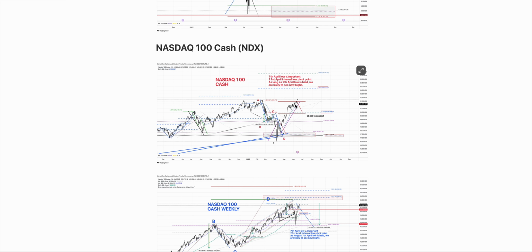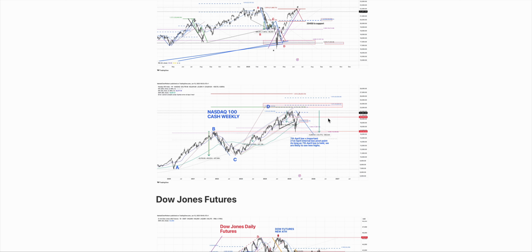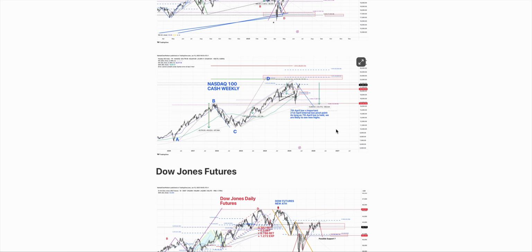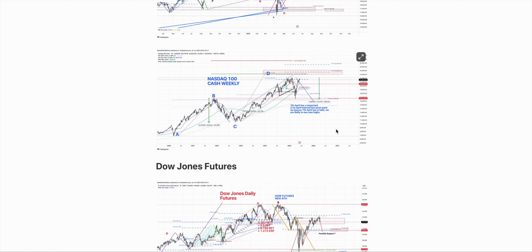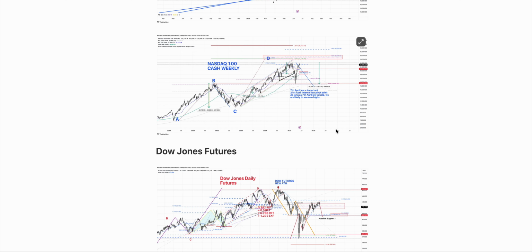Interestingly, it completed this ABCD pattern where the CD leg is 1.618 times the AB leg, very close to forming new all-time highs, but not able to thus far. And if there is going to be a pullback, then we have this symmetry right here, 38.2% retracement, 20,450, a pretty good support level because of the confluence. So this is what we're watching, whether there's going to be a pullback, or more likely we are actually entering a trading range before a pullback.